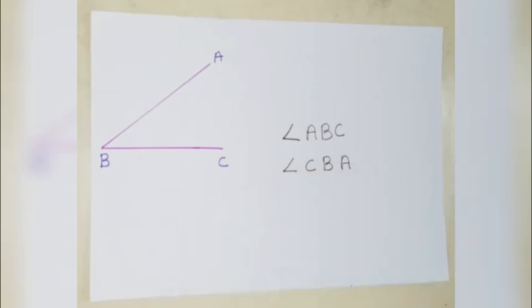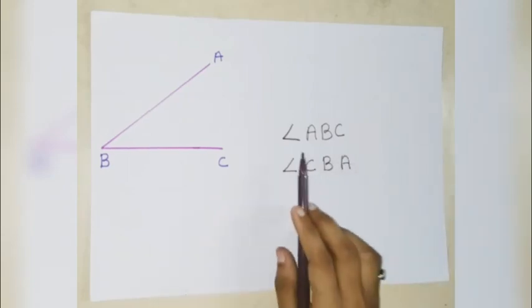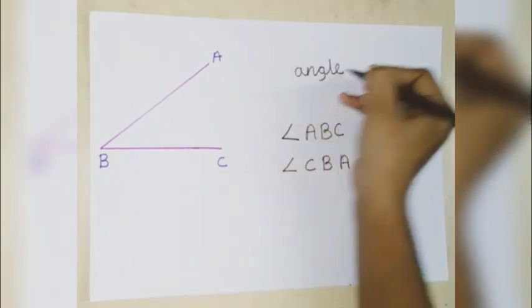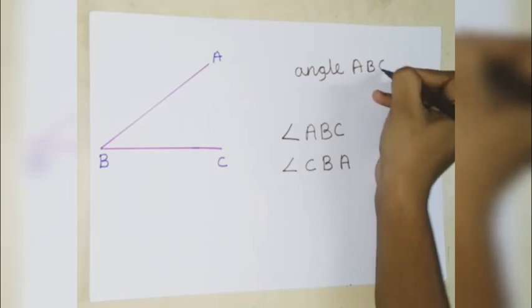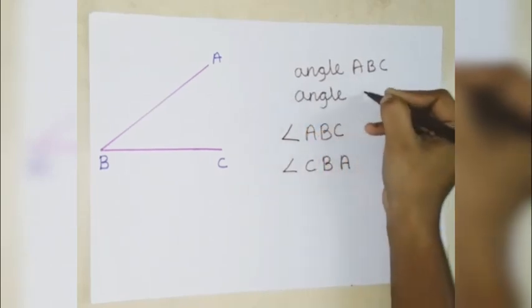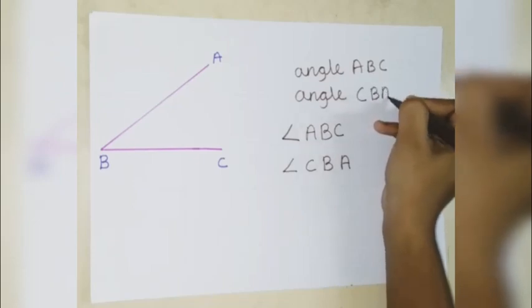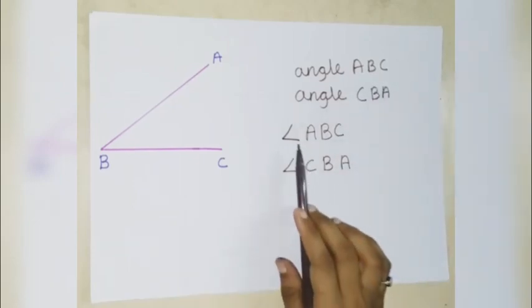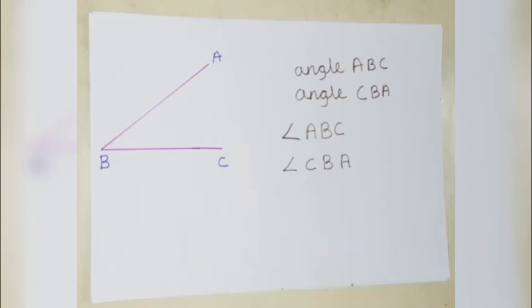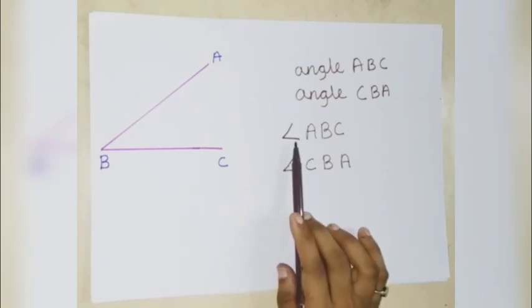So, children, instead of writing angle A, B, C and angle C, B, A, we will write angle ABC and angle CBA. Children, this symbol represents an angle.